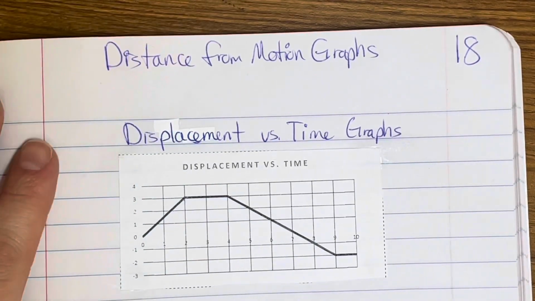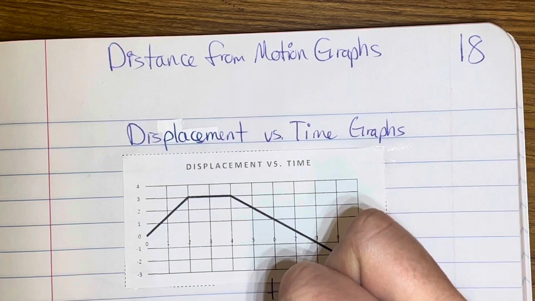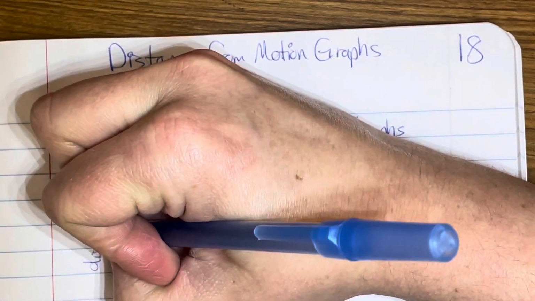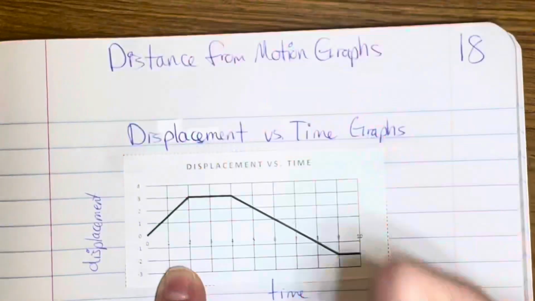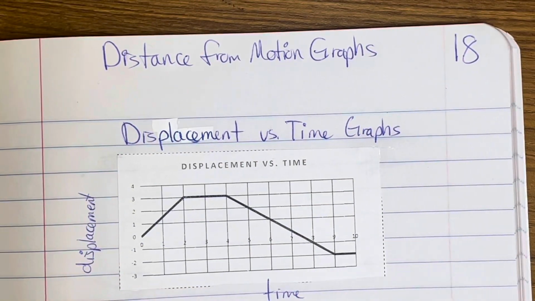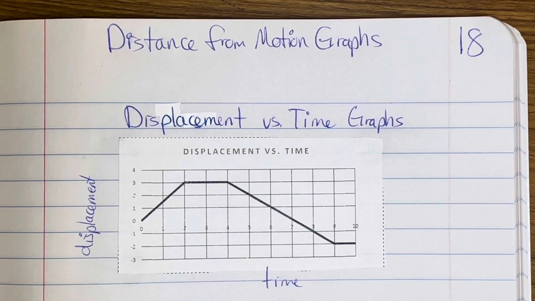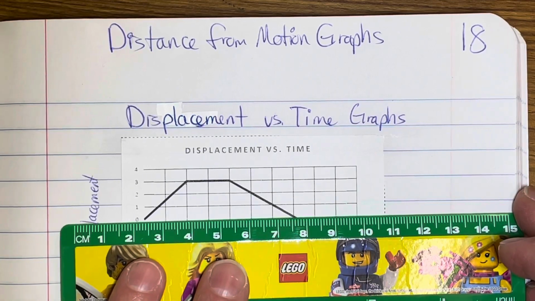So if this is a displacement versus time graph, we have time on the x-axis. We have displacement on the y-axis. This could also be a position versus time or a distance versus time, but more traditionally it's called a displacement versus time graph. Okay, so I recommend being able to understand these. Little note, this was printed weird.